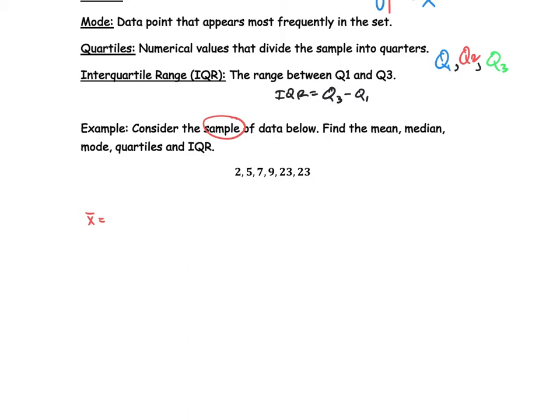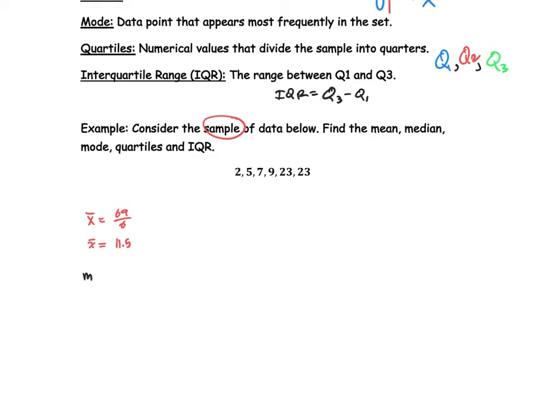Let's add those values up. So 2 plus 5 plus 7 plus 9 plus 23 plus 23. Okay, that comes out to be 69. And we've got 6 values, so we'll divide by 6. So x bar could be written as 69 over 6, or we could write it as 11 and a half. Okay, let's look at our median.